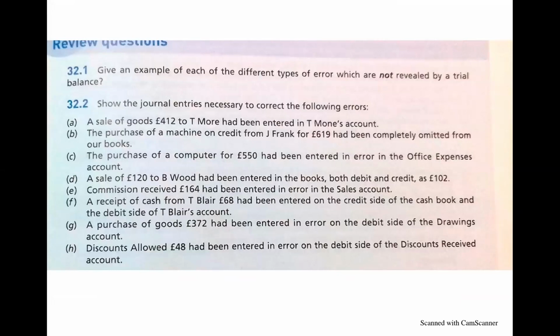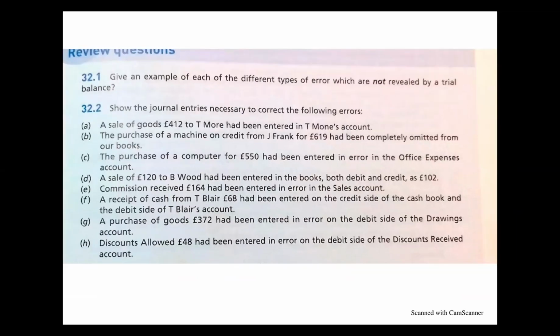Let's just have this short exercise. Very short. Can you give an example of each of the different types of error which are not revealed by a trial balance? The errors that don't affect the trial balance. You already know them, but just talk about the error of commission, principle, and all those errors that we talked about.